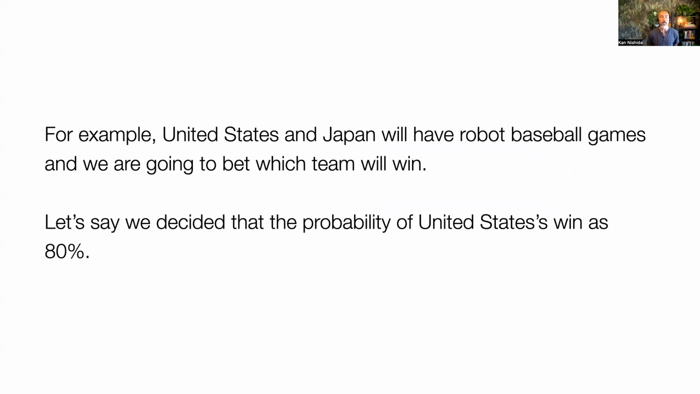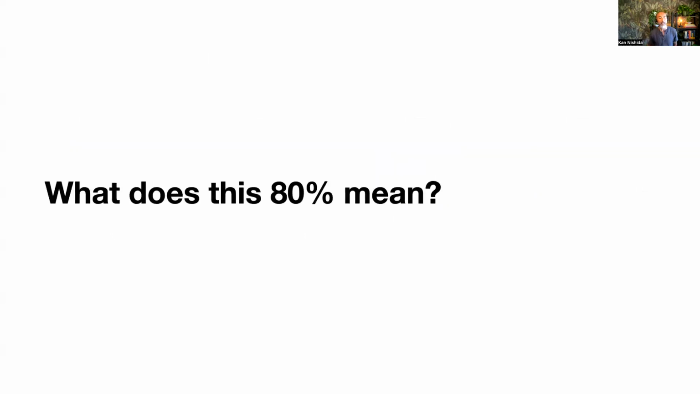So for example, let's say the United States and Japan will have robot baseball games. They're robots, not real humans. But we are going to bet on which team will win. And let's say we decided that the probability of the United States winning is 80%. Okay, so what does this 80% mean? There are a couple of ways to interpret these numbers.